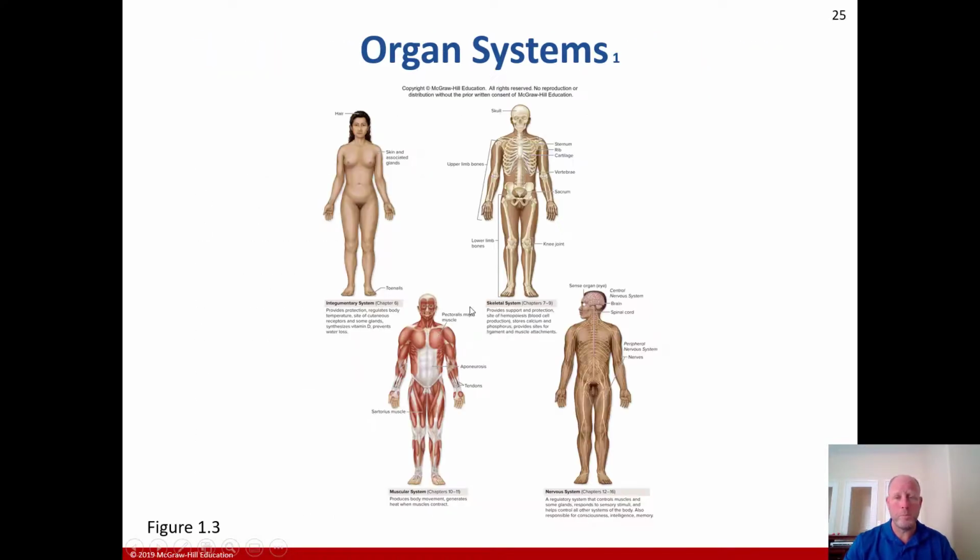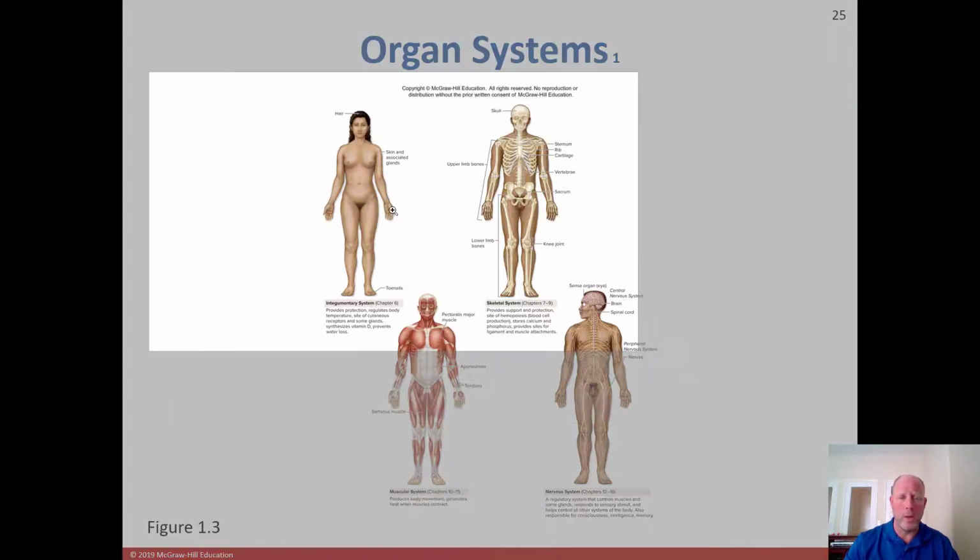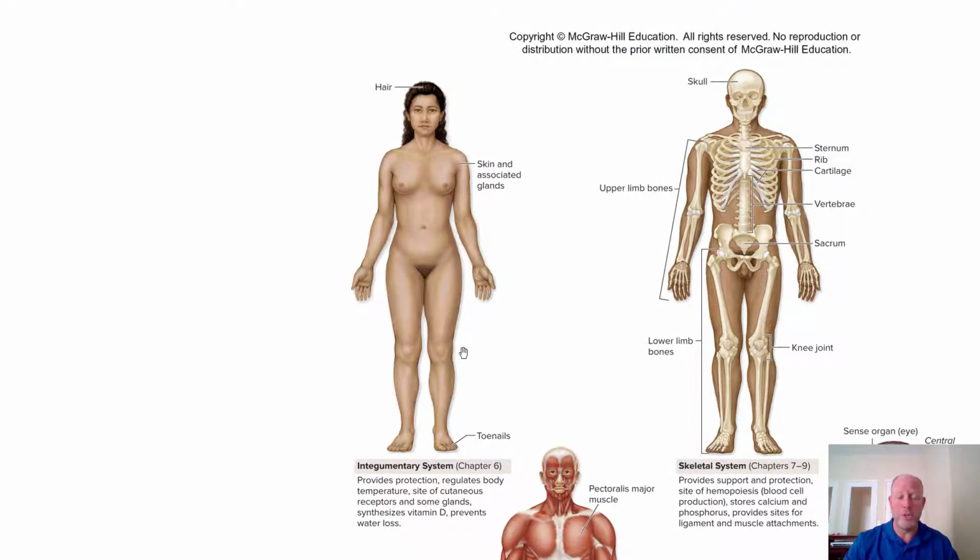Okay. That said, looking at each individual area, we first have our integumentary system with tissues. You have the hair, skin and associated glands, toenails. All these help provide protection. They regulate body temperature, right? Essentially pH plays a role with that as well.